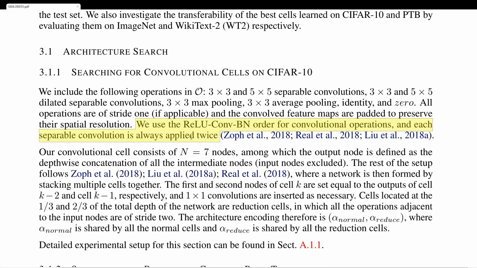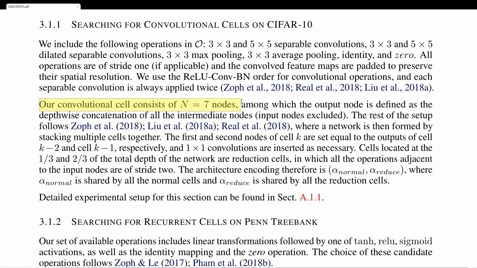Our convolutional cells consist of n equals 7 nodes, among which the output node is defined as the depthwise concatenation of all the intermediate nodes, input nodes excluded. The rest of the setup follows Zoph et al. 2018 and so on, where a network is then formed by stacking multiple cells together. The first and second nodes of cell k are equal to the outputs of cell k-2 and cell k-1 respectively, and 1x1 convolutions are inserted as necessary.